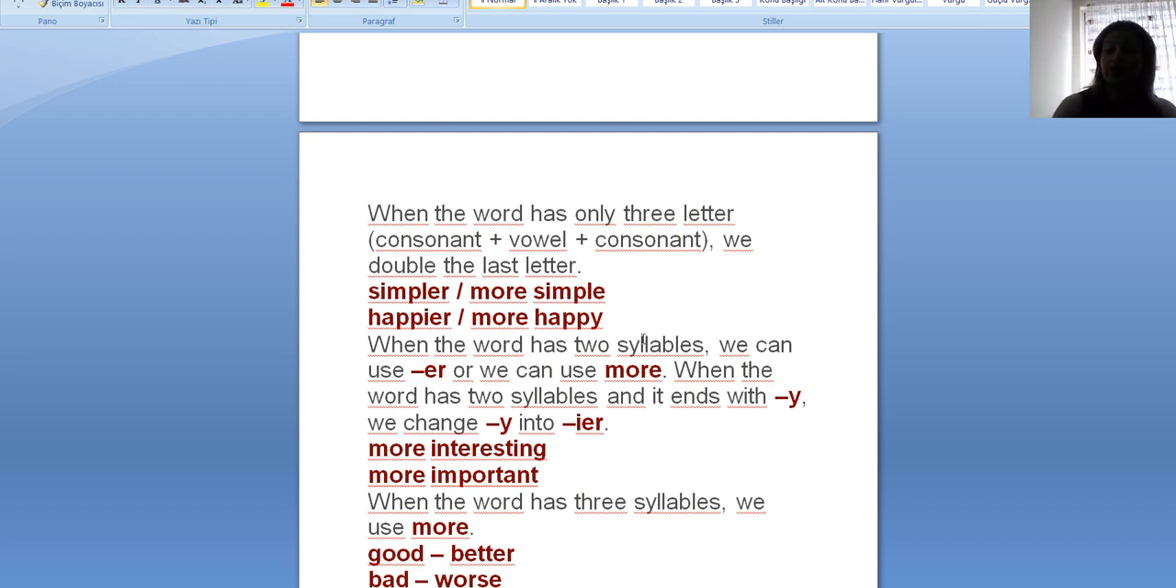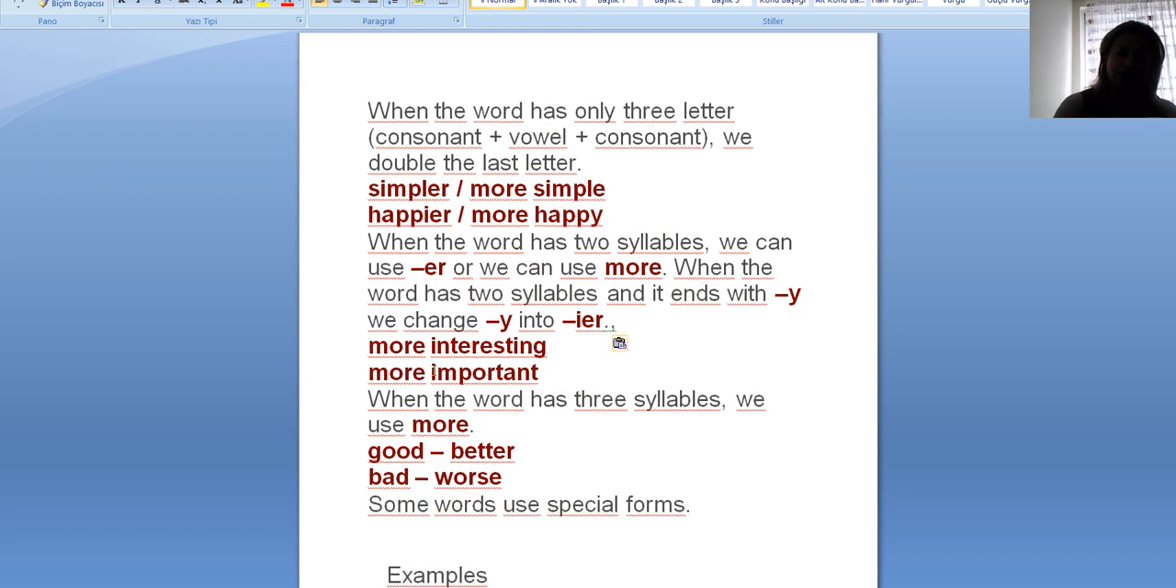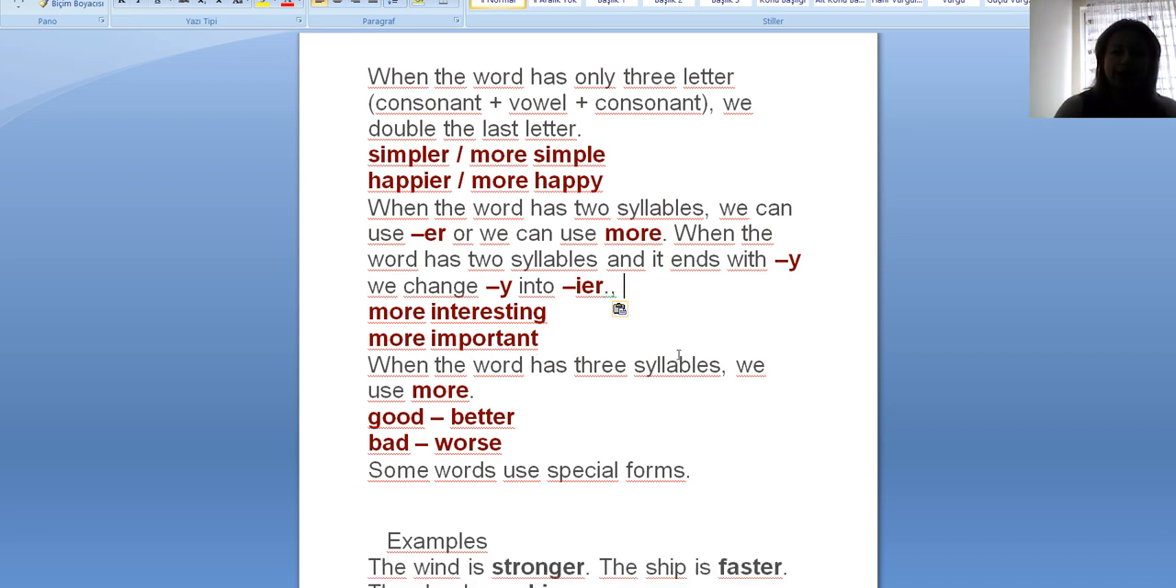Then, when the word has two syllables, we can use ER or we can use more. When the word has two syllables and it ends with Y, we change Y into I-E-R. For example, more bitter, more interesting. Interesting, more interesting. Important, more important. And another is when the word has three syllables, we use more. Good, better, bad, worse. That's the difference.